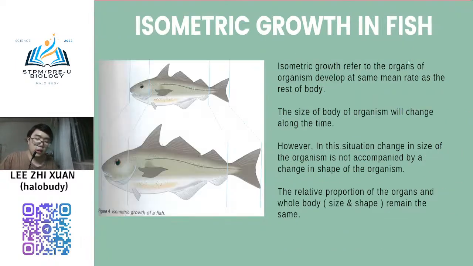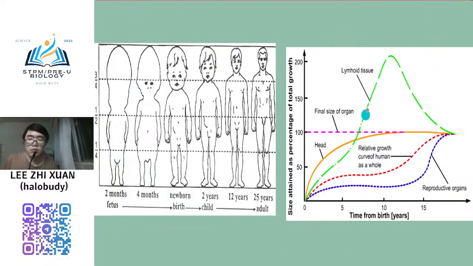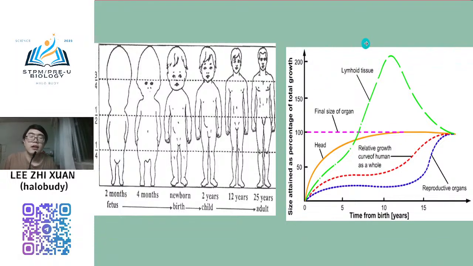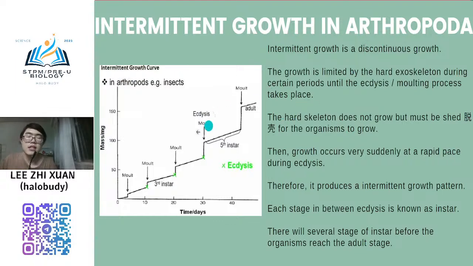Compared to all these, this is continuous, because it increases the size continuously along the time. There will not be sudden growth here and there. But intermittent growth is discontinuous, meaning the growth will occur immediately and then stop, and then occur immediately again. So this is limited. So why do arthropods or insects have this kind of growth?